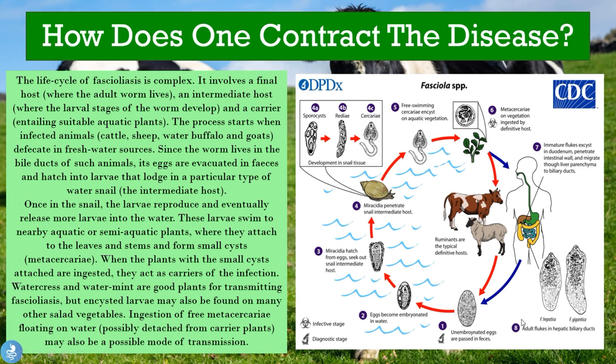And finally, number 8 says the adult flukes can be found in the hepatic and biliary ducts. And that again are the Fasciola hepatica and Fasciola gigantica flukes, which can be found and seen with the naked eye.